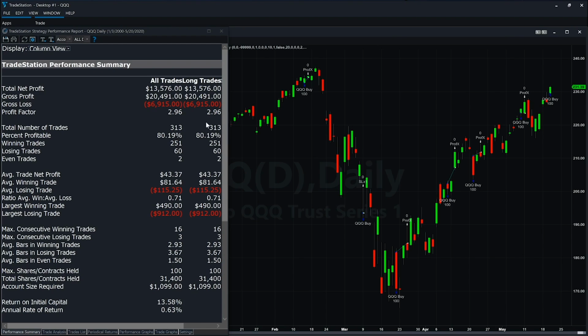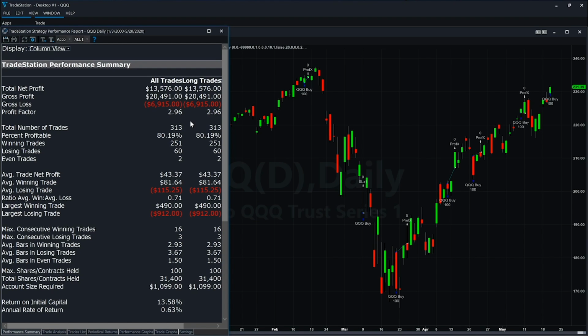So like I said, over the past 20 years, it's traded 313 times, and out of all of those trades, just over 80% of those were profitable. Also, the profit factor was just under 3. This means that for every dollar lost, over 3 was gained.